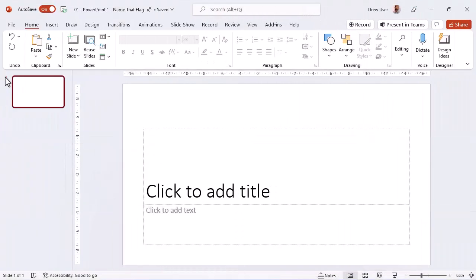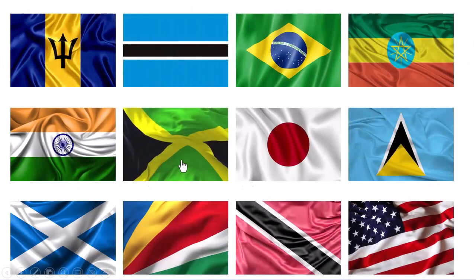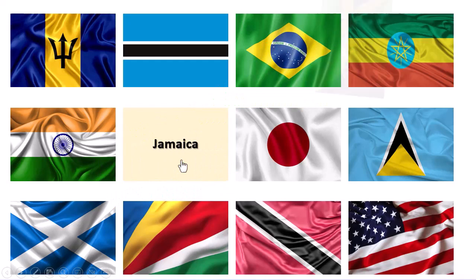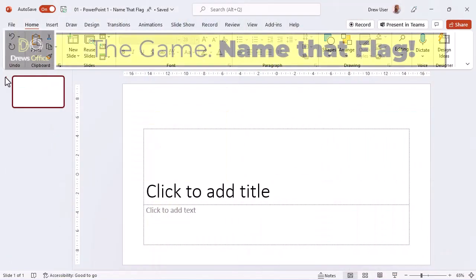So what we want is to have 12 flags on the screen. The player is going to choose a flag and try and guess which country it is. When they click on the flag, we want some kind of animation to happen that will reveal the correct answer.